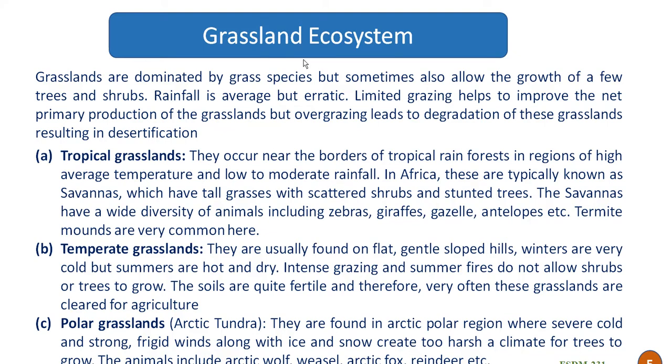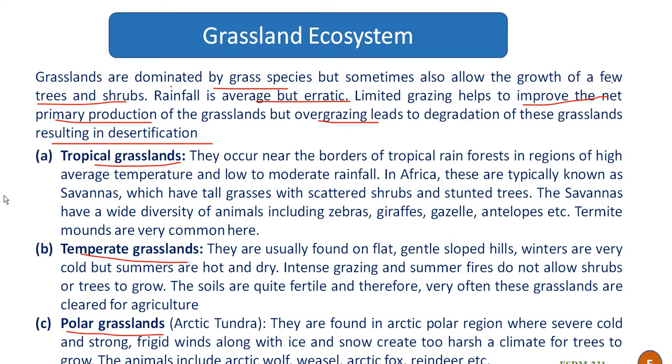Next is grassland ecosystem. The grassland ecosystems are dominated by grass species, but sometimes allow the growth of a few trees and shrubs. Rainfall is average but erratic, and limited grazing helps to improve the net primary production of the grassland, but overgrazing leads to the degradation of the grassland, resulting in desertification. This grassland ecosystem has three important types: first is tropical grassland, second is temperate grassland, and third is polar grassland.